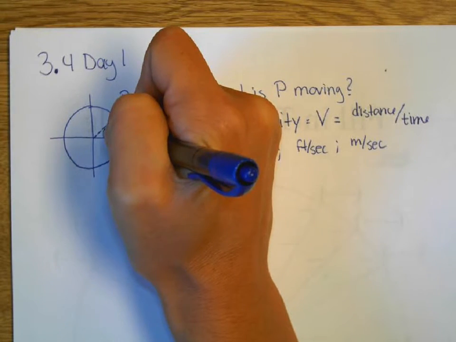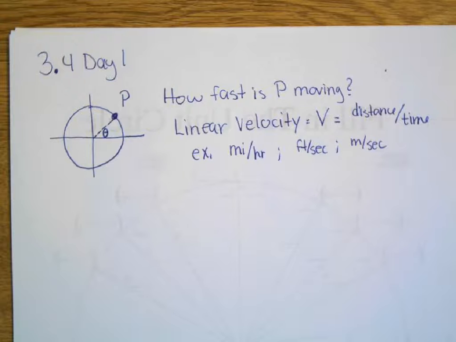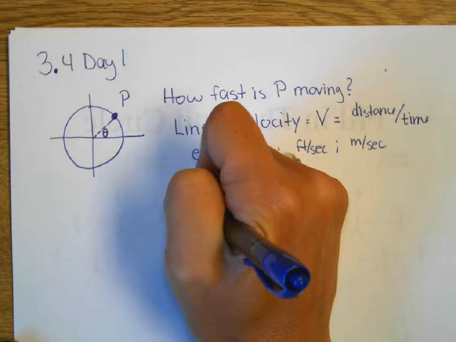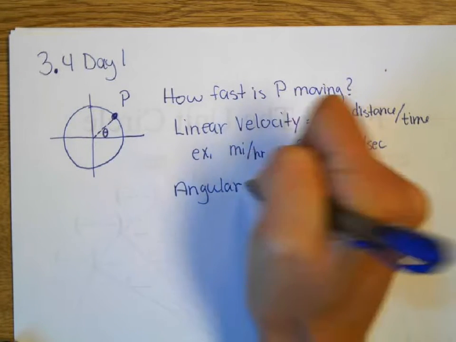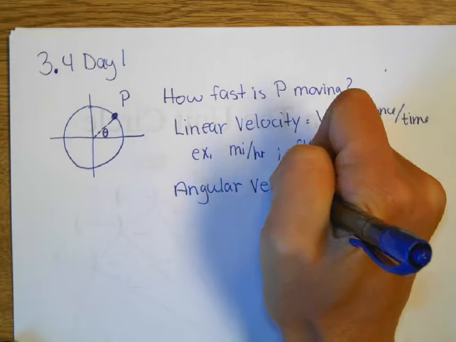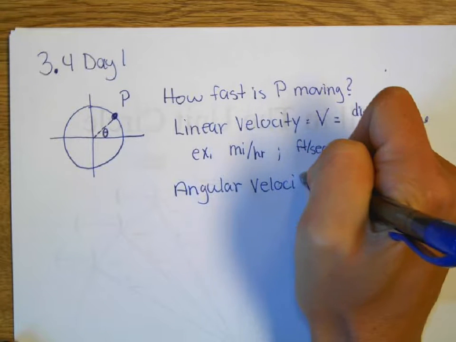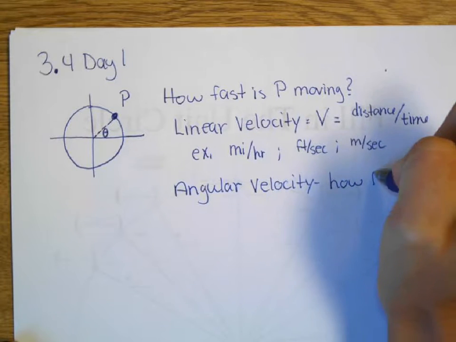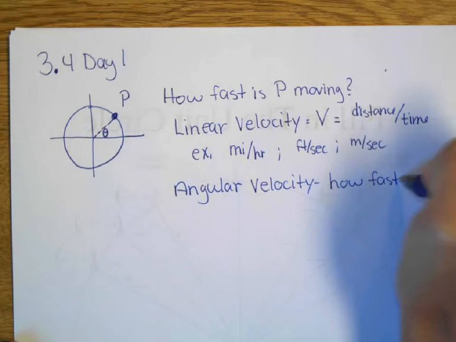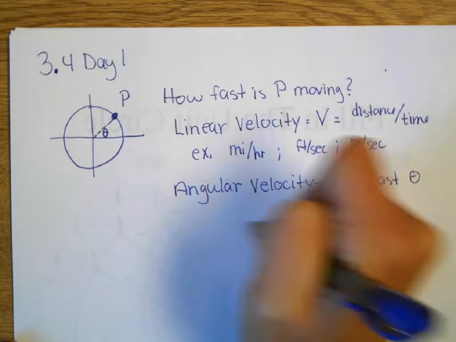This angle theta will also change. As that point moves, the angle gets bigger. So there's another kind of velocity we're going to talk about, and it's angular velocity. Angular velocity is how fast theta is changing.